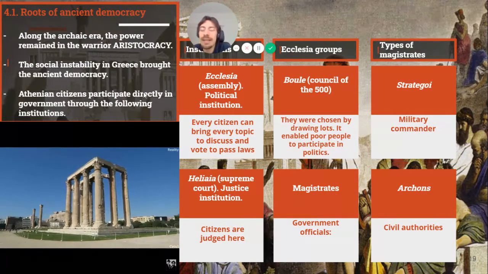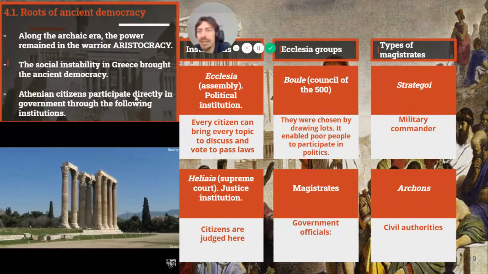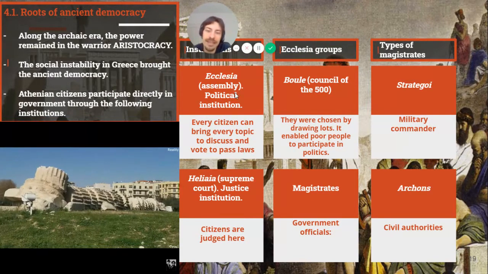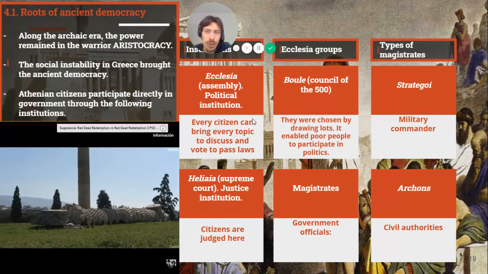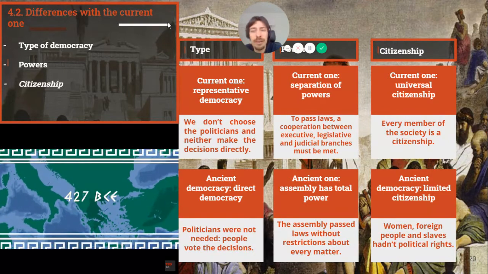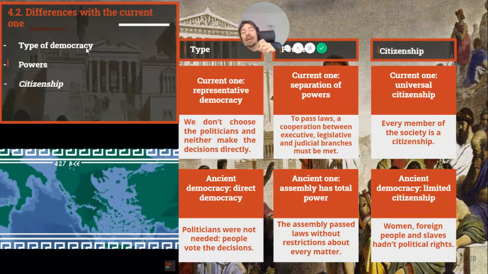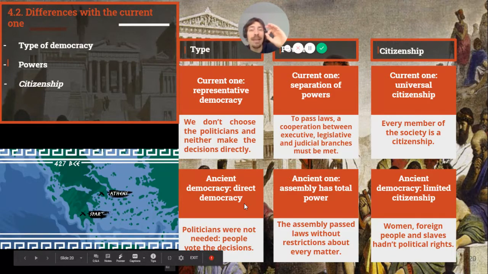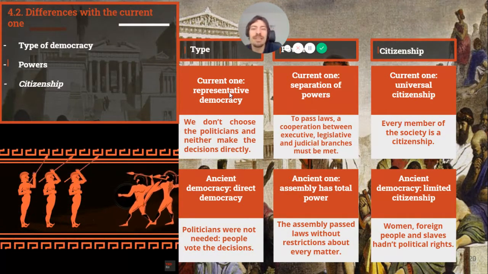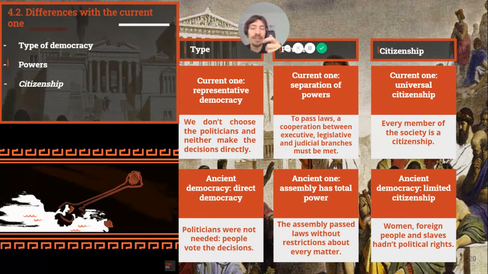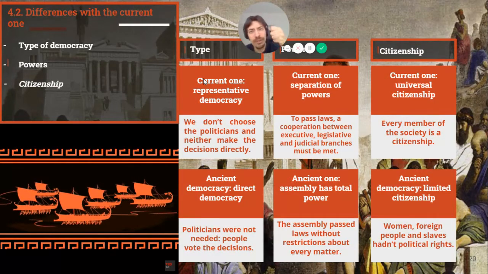Now, let's address the core idea of the ancient democracy. The Athenian citizens participated directly in government through the following institutions: the Ecclesia and the Heliaia. And finally, we are addressing the differences with the current democracy, starting with the type of democracy. The ancient one is a direct democracy, namely, all the citizens are making the decisions directly. The current one is a representative one. We are not taking these decisions directly, but voting for our politicians and the parties, right? Sorry, we don't choose the politicians, we vote for the parties.